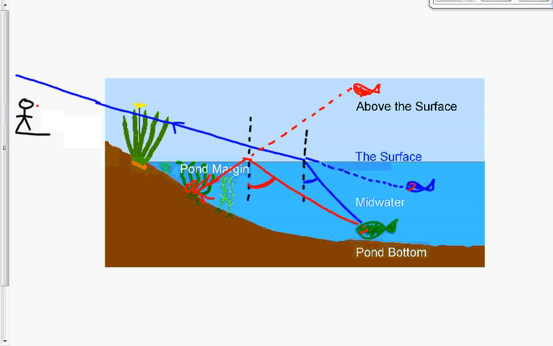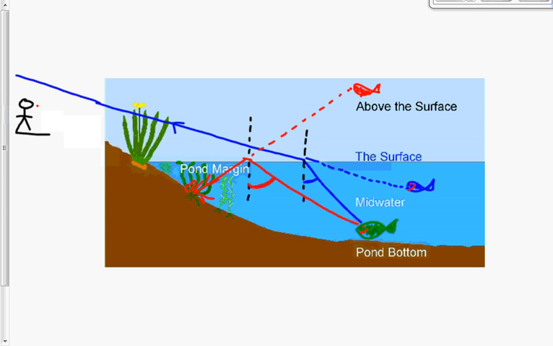Now, it's not quite as amazing as it might seem, because not only would he see the fish above him, he would also see the bottom of the pond above him and the water above him. So it would just look like the pond was up there, right? So the fish would still be swimming in the water. It's just that the water would be up above him.